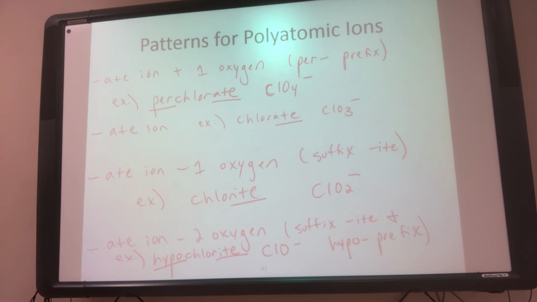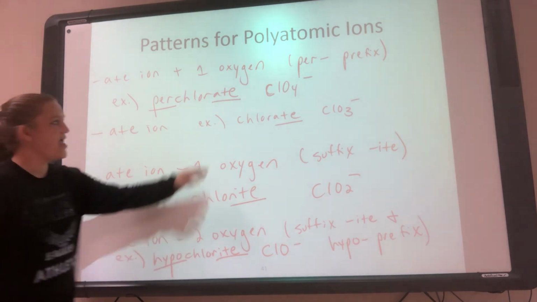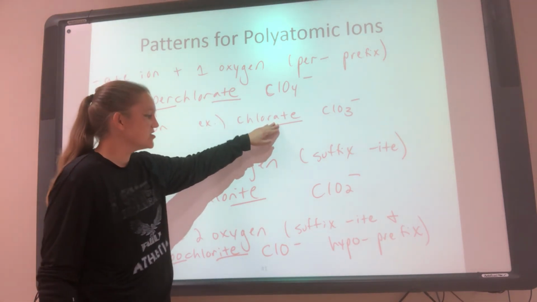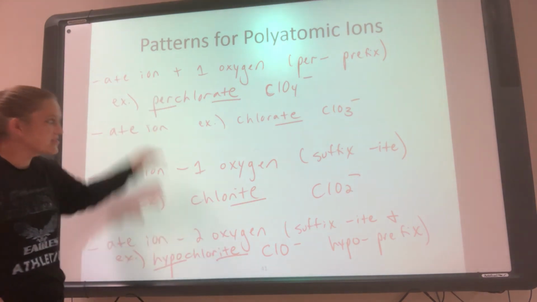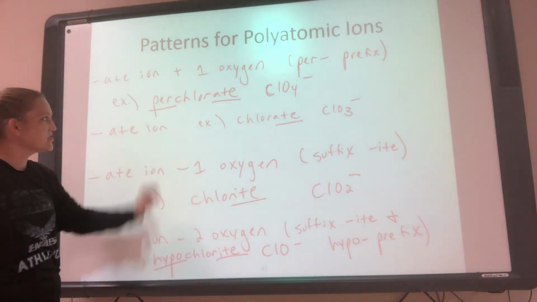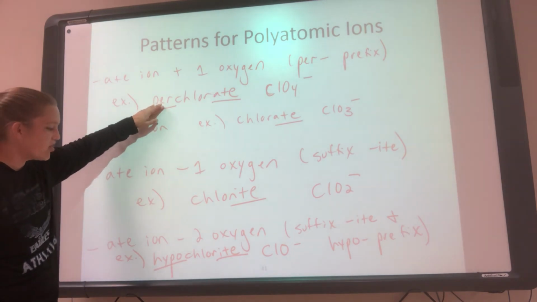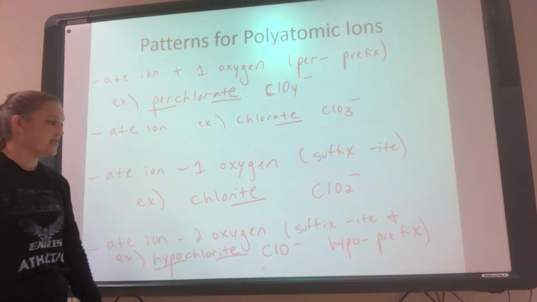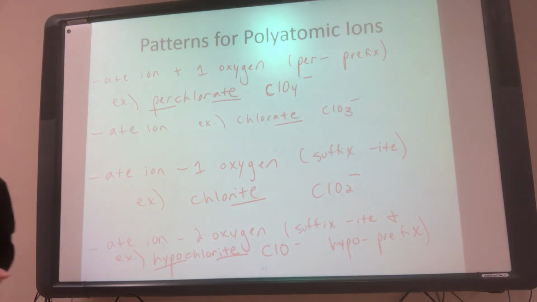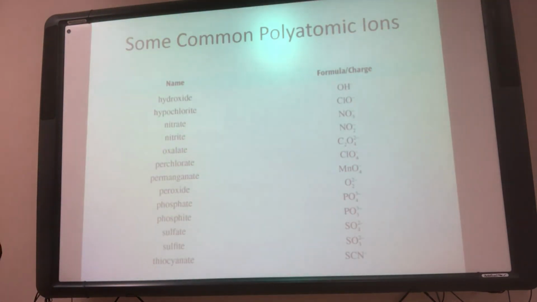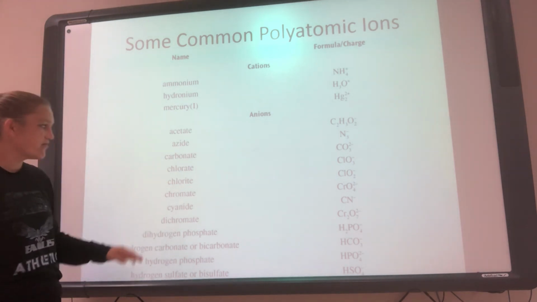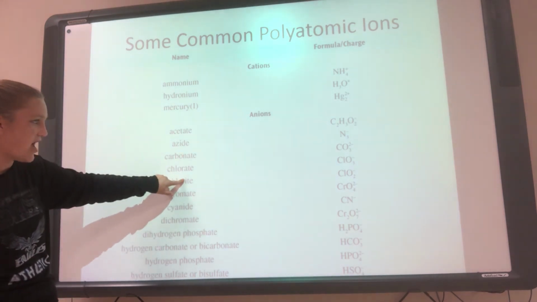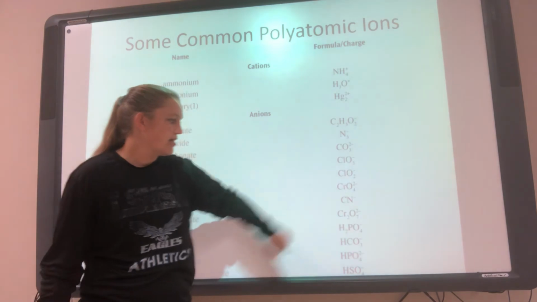So this gives you an idea of how they're all related. -ates always have more oxygens than -ites. And then on the outsides, the most oxygens and the least, you're going to have prefixes: per for more and hypo for less. Okay? So if you know those patterns, it helps you when you're looking at some of these charts and trying to figure it out. So here's an -ate and here's an -ite. See, it has more and less.